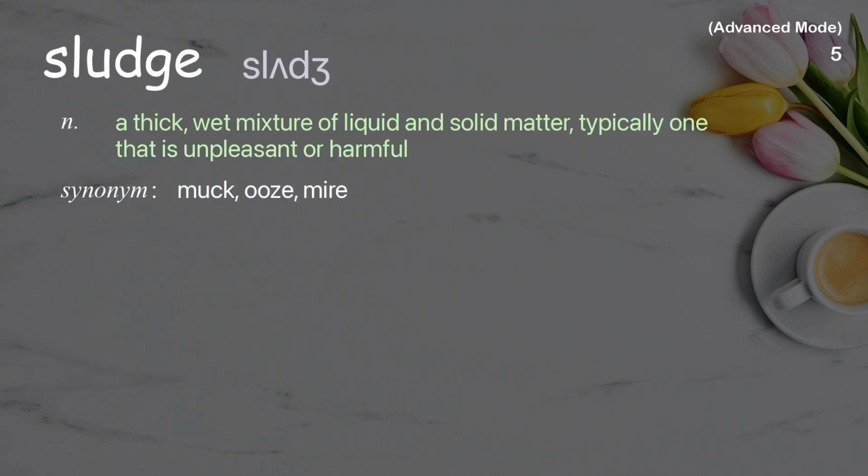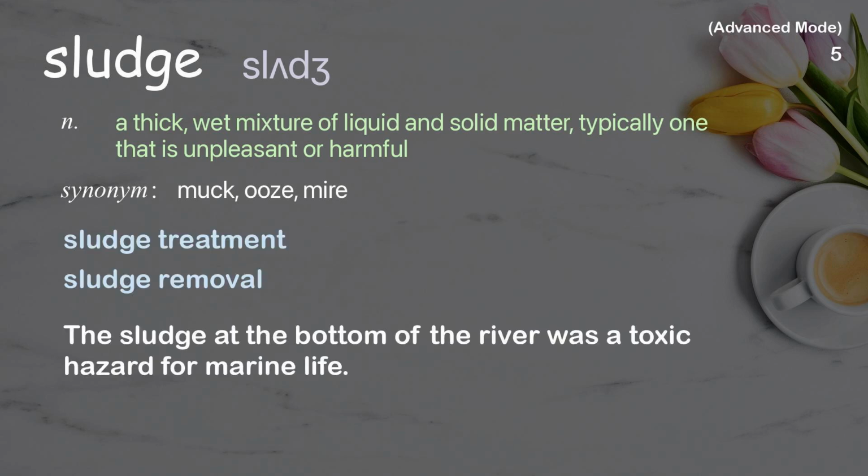Sludge. A thick, wet mixture of liquid and solid matter, typically one that is unpleasant or harmful. Examples: Sludge treatment. Sludge removal. The sludge at the bottom of the river was a toxic hazard for marine life.